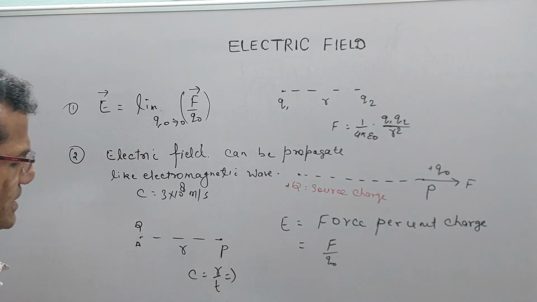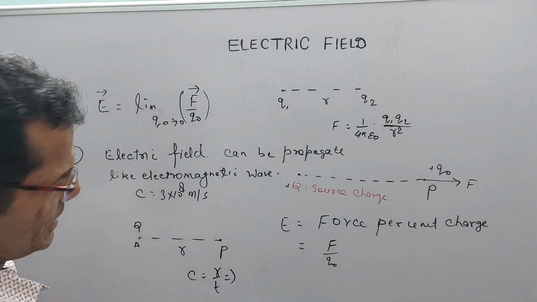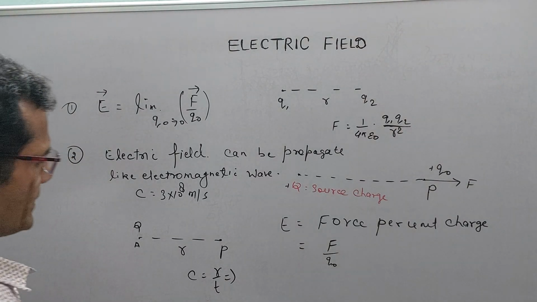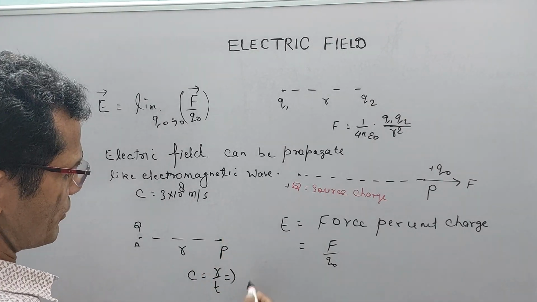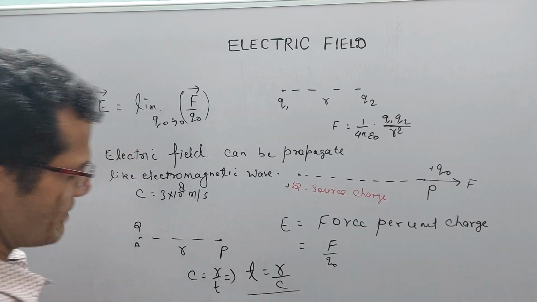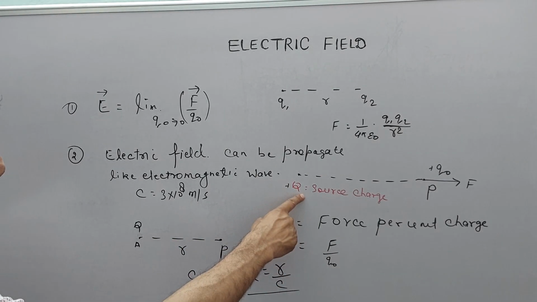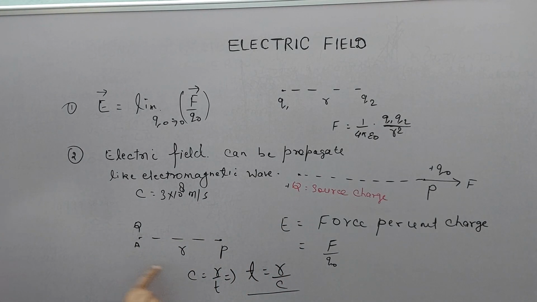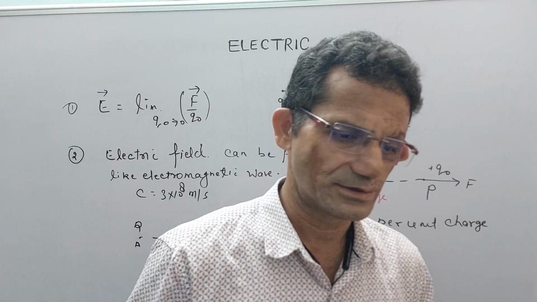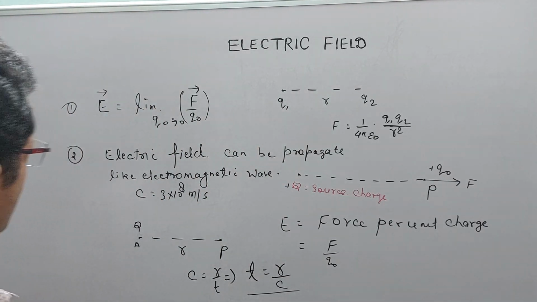So the time taken for the electric field to reach the point P, or the time taken for the electric field to be produced at the point P, will be T equal to R divided by C. So the electric field will be experienced after displacing Q from this point to this point. The time taken would be R upon C, where C is the speed of light, 3 × 10^8 meters per second. So in that case also, the electric field is a space property.